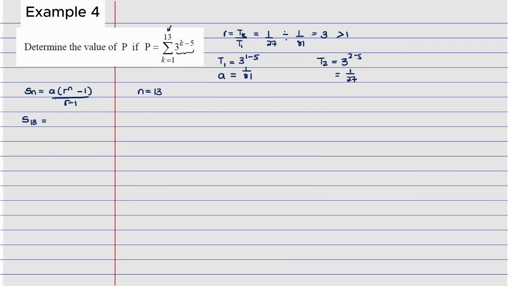It is equal to, our a is 1 over 81, open bracket, 3 to the power 13 minus 1, and this whole thing is going to be divided by 3 minus 1. Punch that into the calculator. You're going to get your answer as being 984149, and this is going to be your p-value. So that's how you would solve this question.